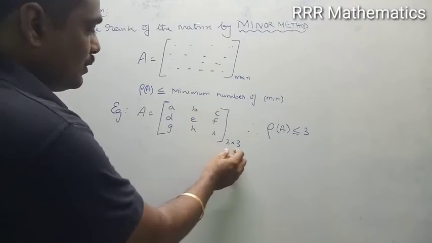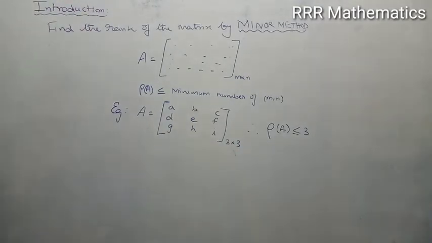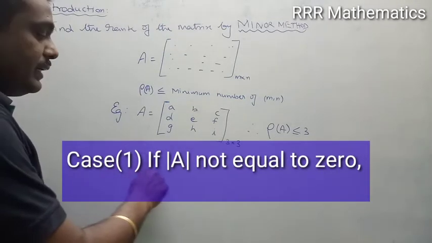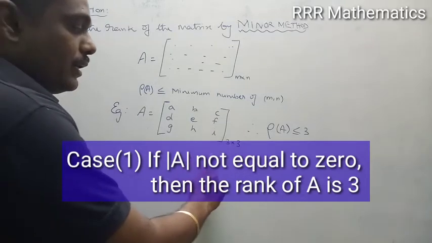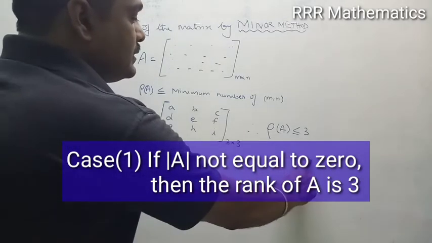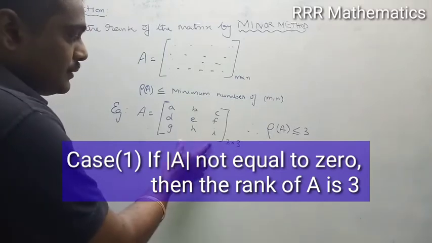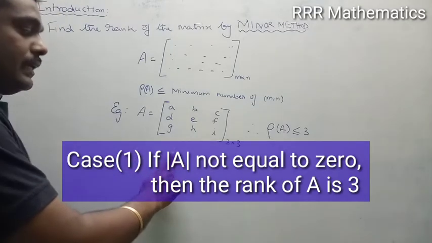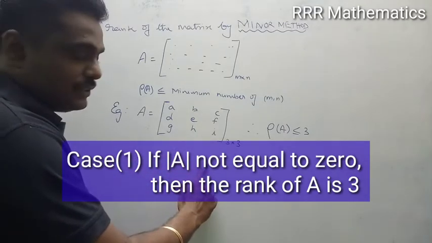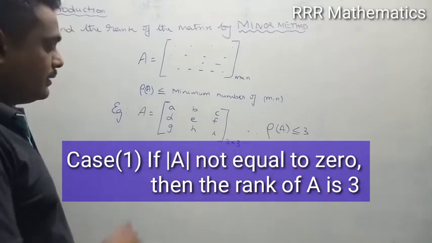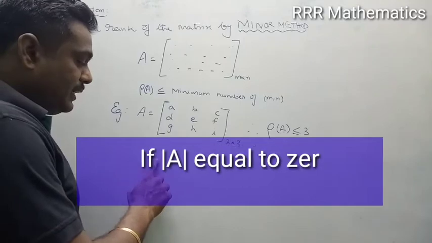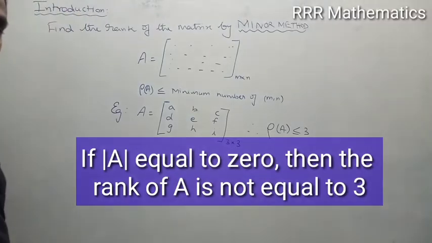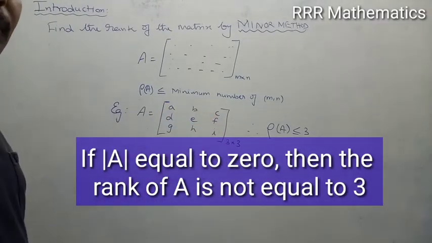Now I took an example whose order is 3 by 3. Case 1: if determinant A is not equal to 0, the rank of A is 3. Here the maximum square matrix is 3 by 3. So if the determinant of A, that is the 3 by 3 determinant, is not equal to 0, the rank of A is 3. If determinant A is equal to 0, then the rank of A is not equal to 3. If the rank is not equal to 3, obviously it may be 2 or 1.